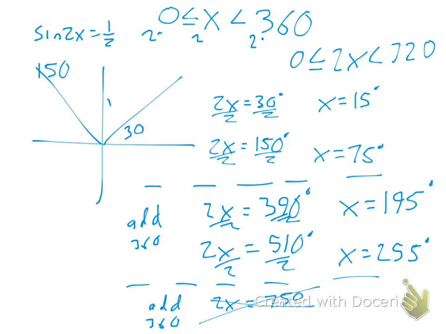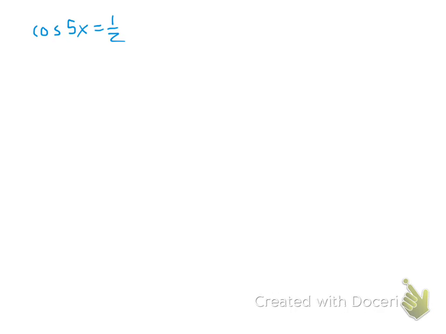Questions? Put it to practice here. I want cosine of 5x equals 1/2. What happens to the period of this cosine? It is 5 times smaller, which means it happens 5 times in the normal time. How many answers are there for a cosine equaling 1/2? 2. And if it happens 5 times, how many total answers? 10 answers. Find them on your own, please.